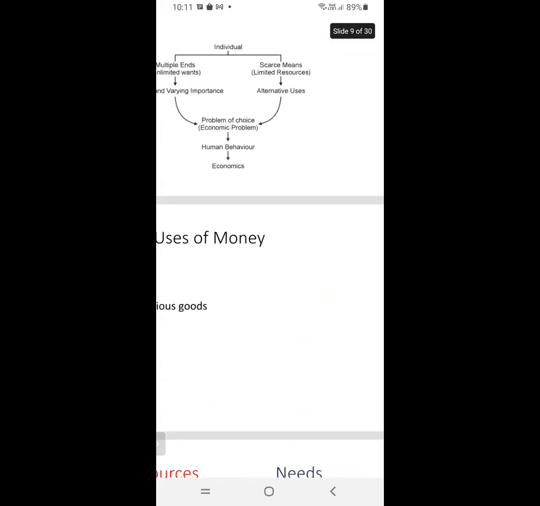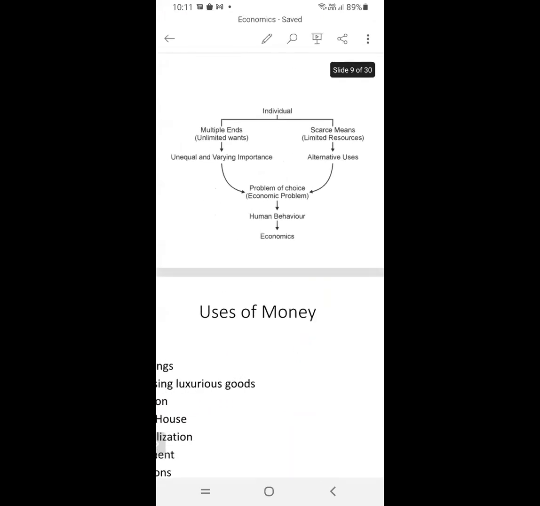Even the Earth, here you see, there is an individual, multiple ends, and scarce means, limited resources. Unlimited wants, limited resources. I can give the example of petrol, natural oil, any crude oil. How much is available on the Earth, that much we can use. Once it ends, we cannot get crude oil from anywhere.